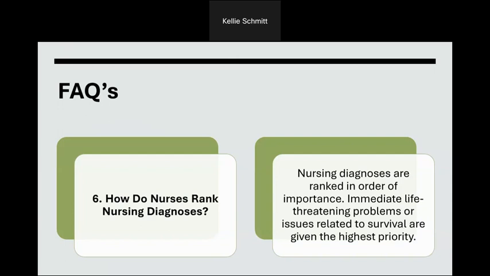How do we rank the diagnoses? Diagnoses are ranked in the order of importance. Immediate life-threatening problems or issues related to survival are given the highest priority. For example, airway.